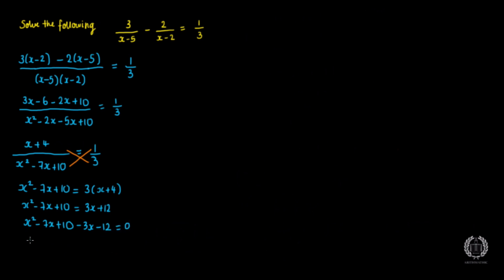Now simplify this. So keep x squared here. Minus 7x minus 3x is minus 10x. We're simplifying. And then 10 minus 12 is minus 2 equals 0. Now what you can see is you have a quadratic. And because we want to solve the equation, we need to find the value of x. So I'm going to write it here. If I rewrite this equation now, x squared minus 10x minus 2, we need to solve for x.